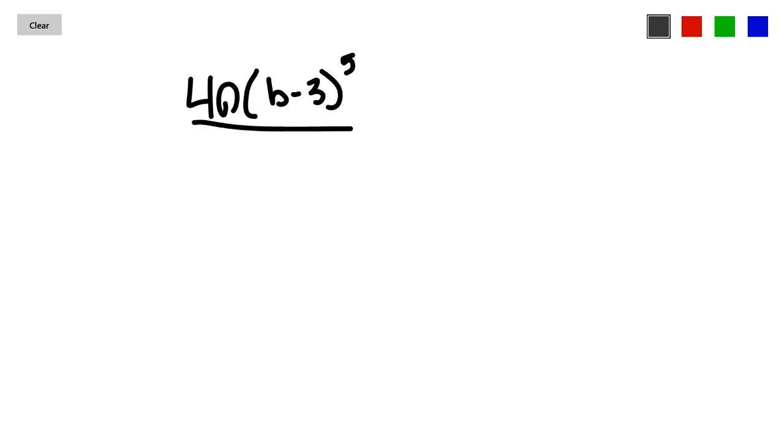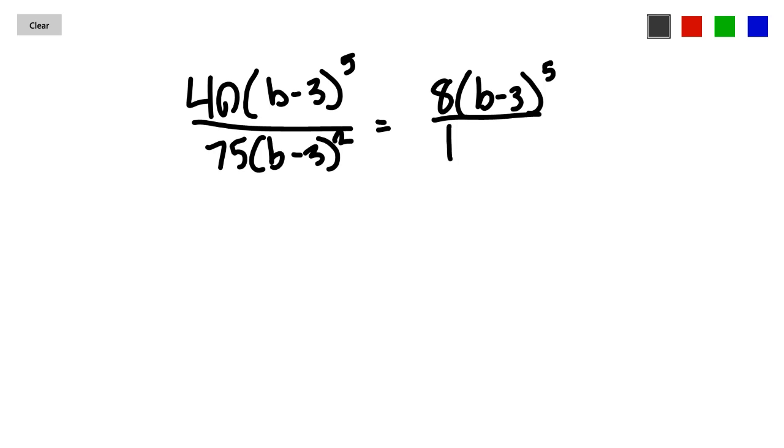Last one. So I've got 40 times (b minus 3) raised to the 5th power over 75 times (b minus 3) raised to the 2nd power. So the 40 over 75 reduces to 8 over 15. So I have 8 times (b minus 3) to the 5th power divided by 15 times (b minus 3) to the 2nd power. So notice how I have a (b minus 3) to the 5th on the top and a (b minus 3) to the 2nd power on the bottom. So if I say that a is equal to b minus 3, then I can carry out the quotient rule.